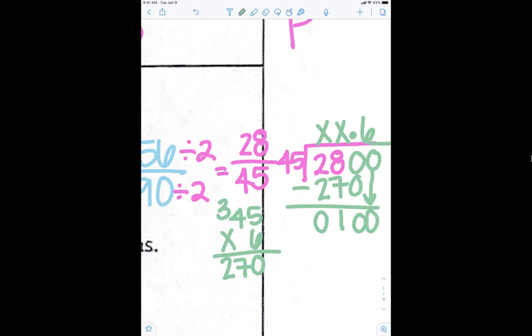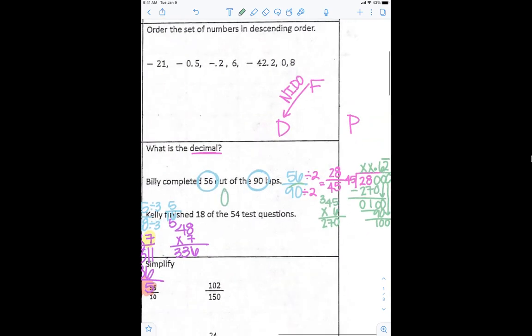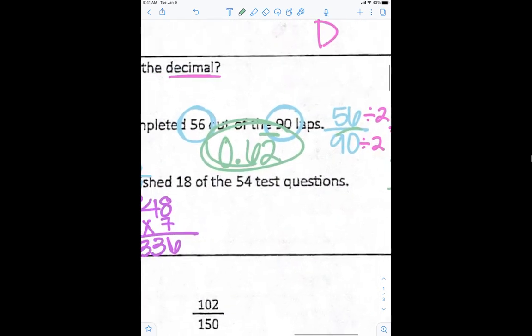45 goes into 100. Well, I know 50 goes into 100 twice, so let's try that. And I know 45 times 2 is 90 because we just divided by 2. And I subtract, and look, I'm going to get 10 again. And if I bring down another 0, it's going to keep going the process forever. So this 2 is repeating. It has that repeating symbol. So our decimal is 0 and 62 hundredths repeating. Okay?